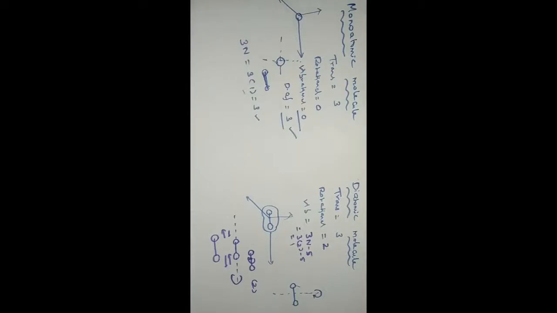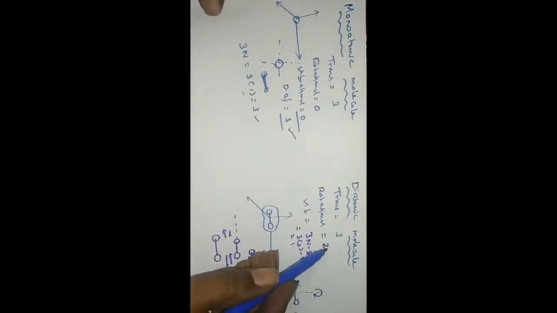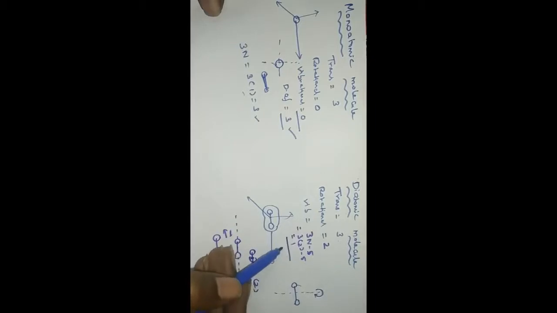Fine. Now, what is the total number of degrees of freedom exhibited by this diatomic molecule? It's 3 translational, 2 rotational, and 1 vibrational. Therefore, 6 degrees of freedom. And according to my first definition, any molecule should get 3n degrees of freedom. Substituting n equal to 2 for a diatomic molecule, 3 into 2 is equal to 6.